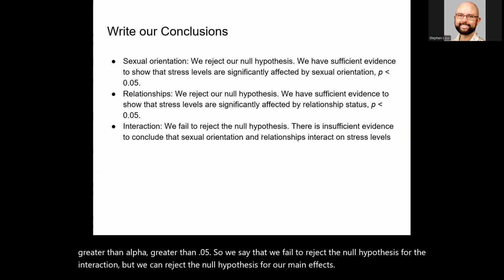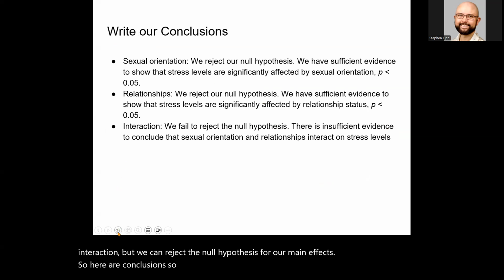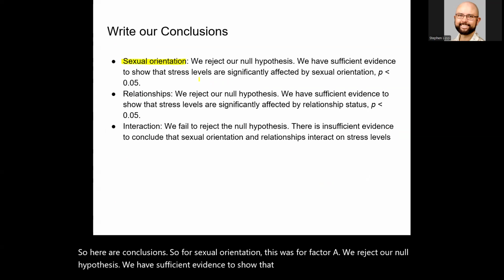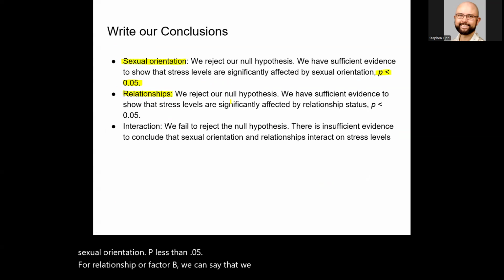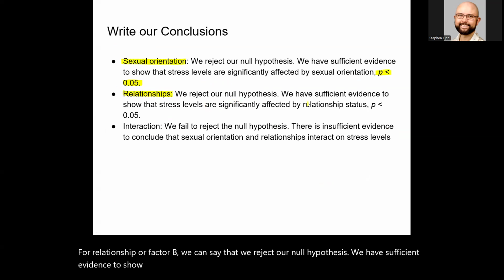So here are our conclusions. So for sexual orientation, this was for factor A. We reject our null hypothesis. We have sufficient evidence to show that stress levels are significantly affected by sexual orientation, p less than 0.05. For relationship or factor B, we can say that we reject our null hypothesis. We have sufficient evidence to show that stress levels are significantly affected by relationship status, p less than 0.05.